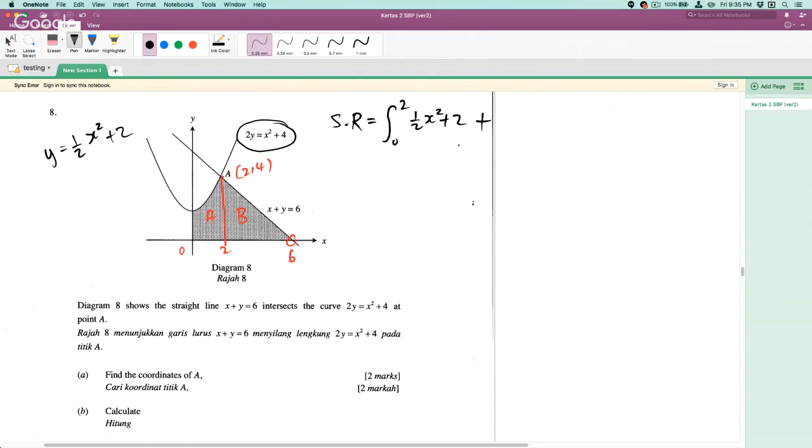Plus the area of the triangle. This area of the triangle is quite easy to find. 2 to 6 here is 4, and then from 0 to 4 here is 4. So it will be half times 4 times 4. All right, this is how we get the shaded region.